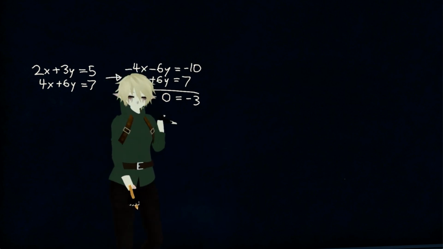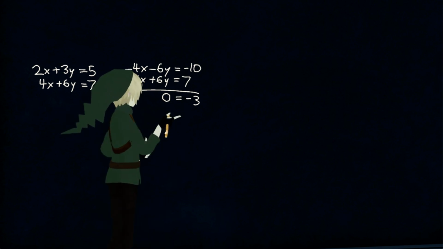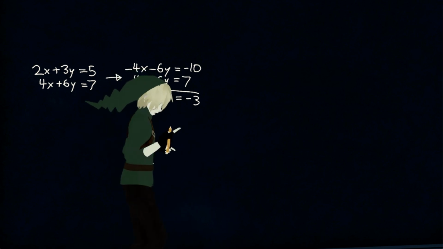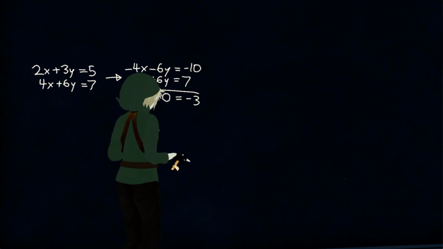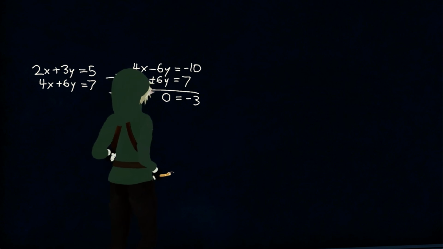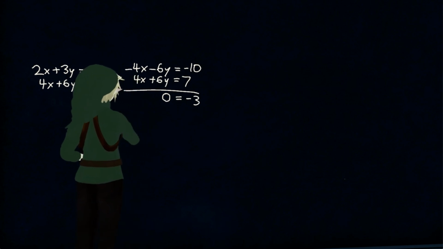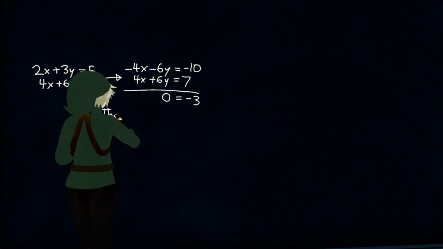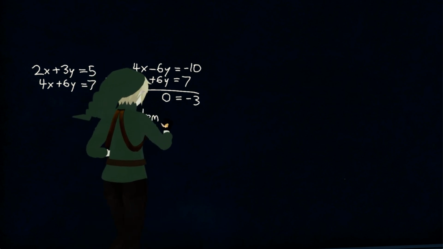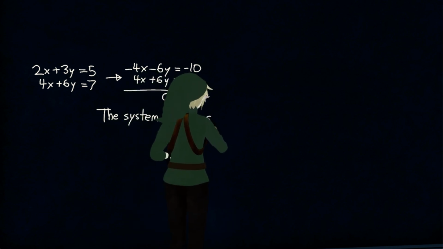Is this true? Obviously not, right? This is obviously not true. So, because 0 does not equal -3, in mathematical terms we call this a contradiction, but we know this is definitely not true. 0 does not equal -3. So, because we have this type of situation, the system has no solution.